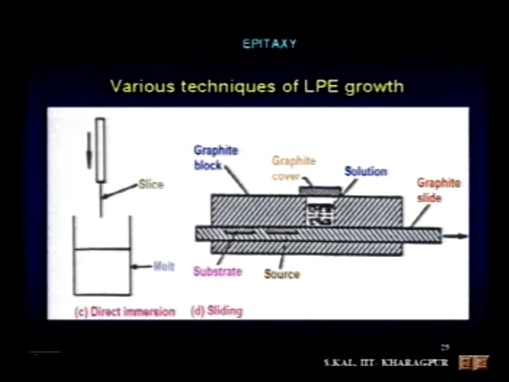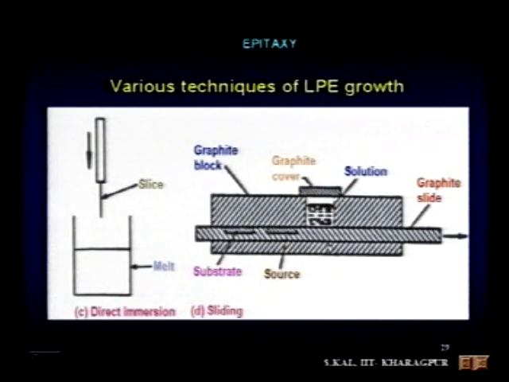Now you see, similarly, on the graphite upper block, you can keep different holes, and there you can put different solutions. And now if the graphite slide moves inside, then the substrates come just below the source, and there is a mesh type of thing. So through the mesh, the source will be deposited on the substrate, and then it again moves, then you can keep another source material, and that layer will form. Then again you slide forward, then maybe another liquid will deposit there. So in this way, with the sliding technique, you can have multiple layers of different liquids.